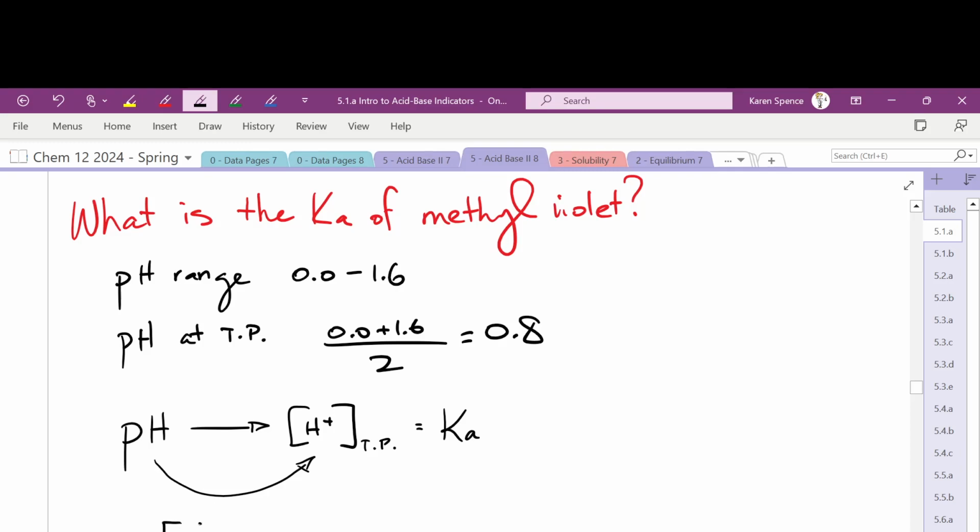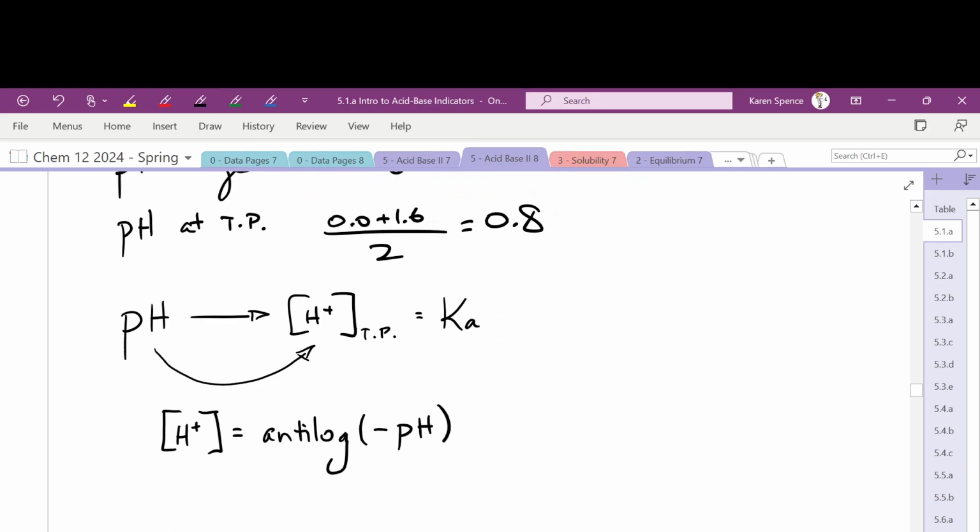Antilog. It's the antilog of the negative pH. What's another way of writing that? 10 to the negative pH. Yes. So we can take 10 to the negative 0.8, and we get 0.158.